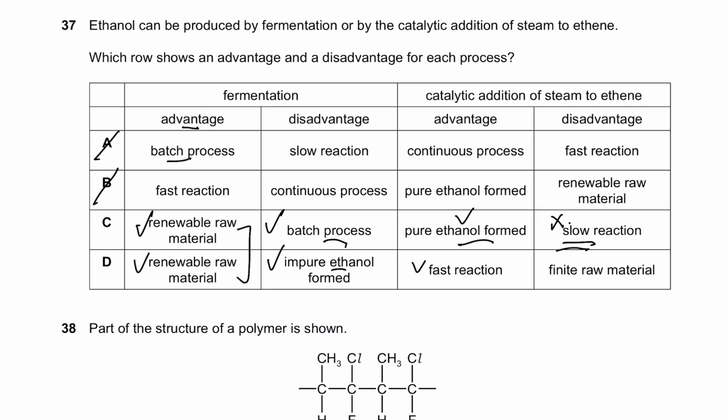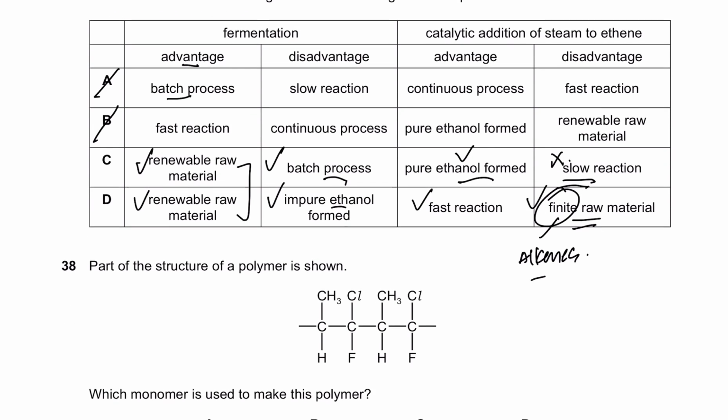Again, the advantage is it's a fast reaction, and finite raw material is the disadvantage, because it's made up of alkenes, and alkenes are limiting. It's like they are fossil fuels, and they're gonna finish. So they are not renewable. They are non-renewable, which we call finite raw materials, not infinite, right? So that's why this is the correct disadvantage, and D is the right option.